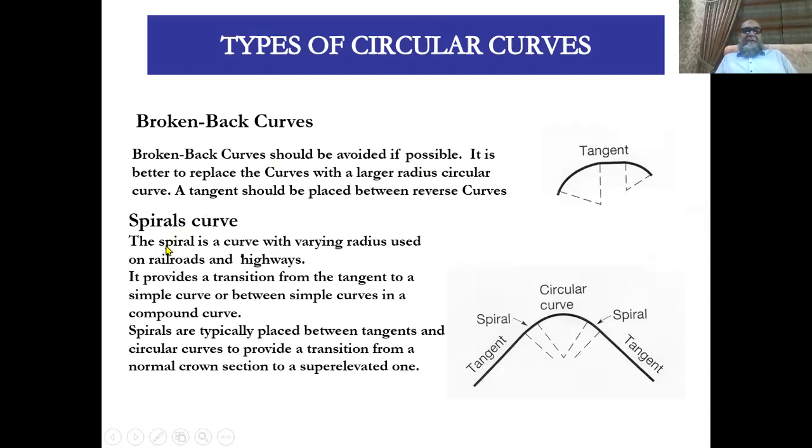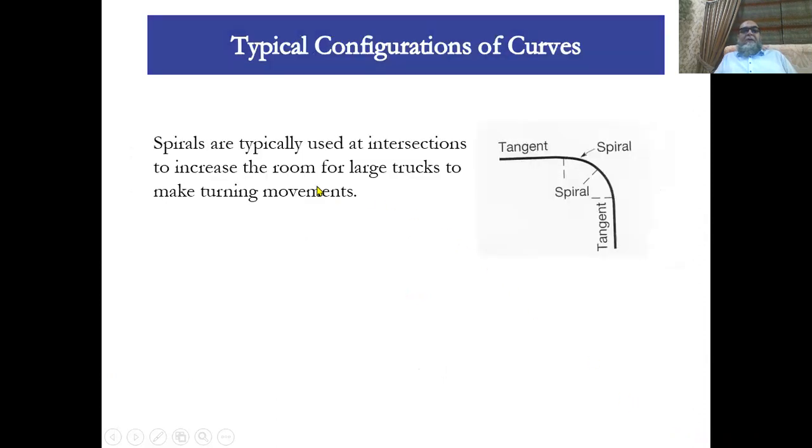Then there is a spiral curve. The spiral is a curve with varying radius used on railroads and highways. It provides a transition from tangent to a simple curve or between simple curves in compound curves. Spirals are typically placed between tangents and circular curves to provide a transition from normal curve to a superelevated curve. Spirals are also used at intersections to increase the room for large trucks to make turning movements. These are spirals. This is a curve and this is a tangent. So anything between tangent and curve is a spiral curve.